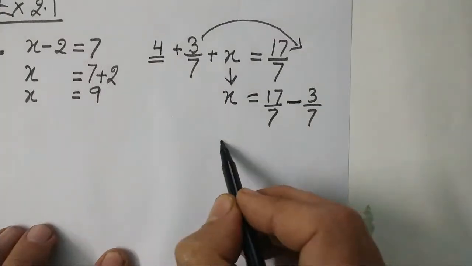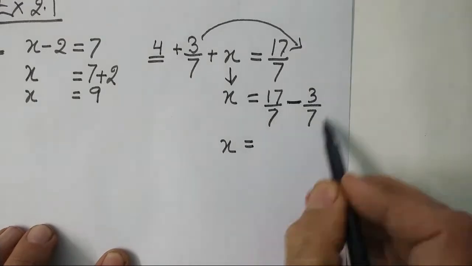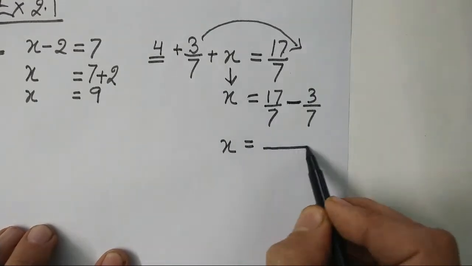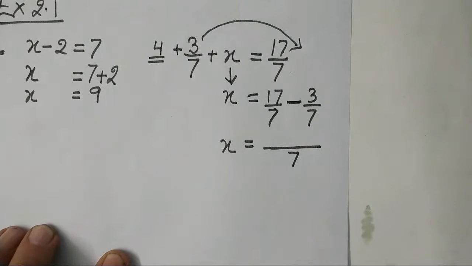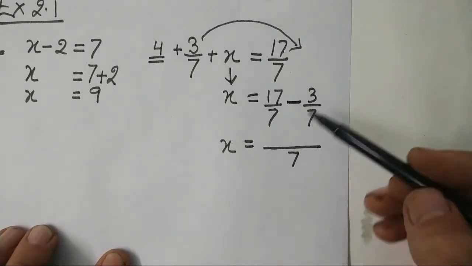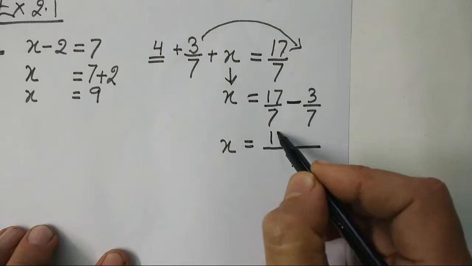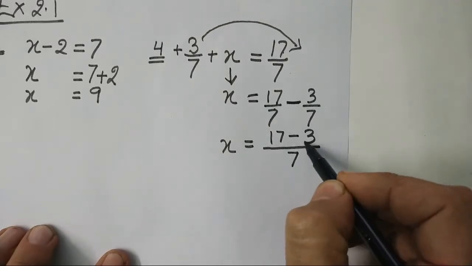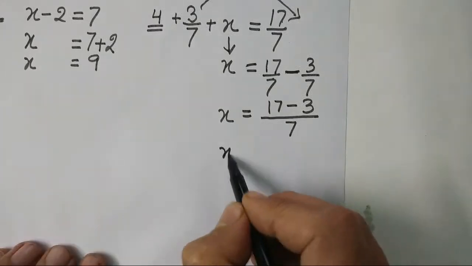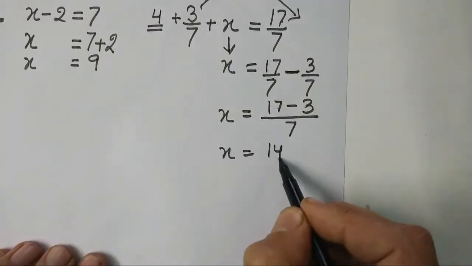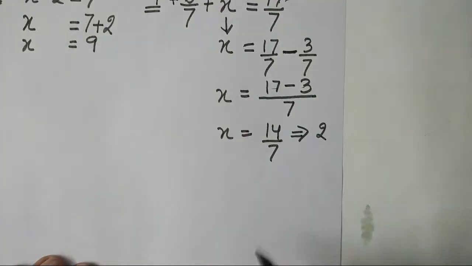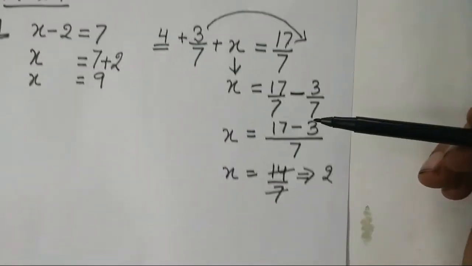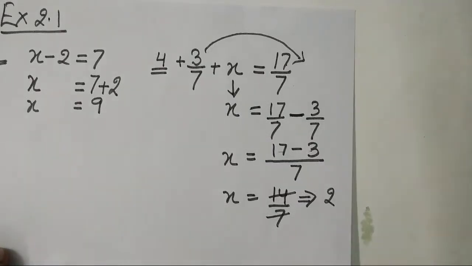Now you have to simplify. x is equal to, and this number is a fraction, so you will take the LCM. The LCM is 7, so it will become 17 minus 3, so x is equal to 14 upon 7, and the answer is 2. This will divide. So this is how you do it. You can check the steps once again, play it, and you will understand how it is done.